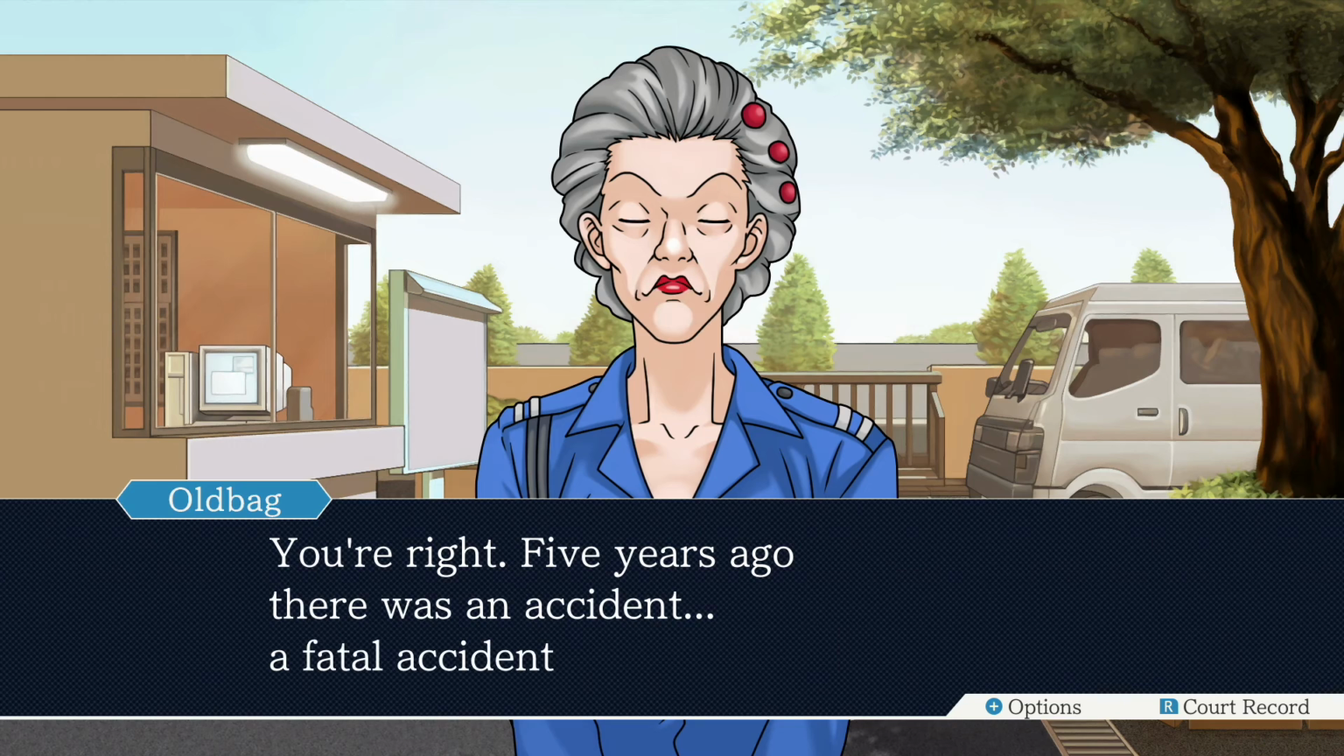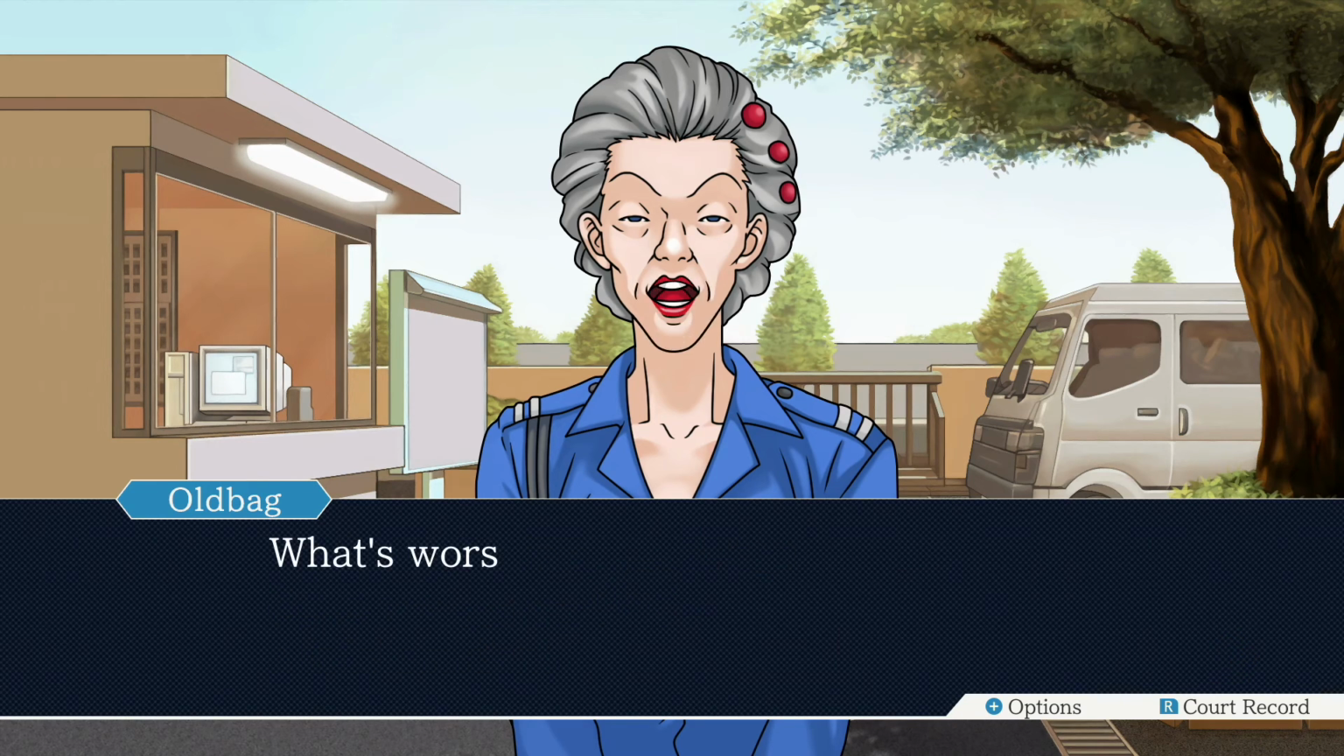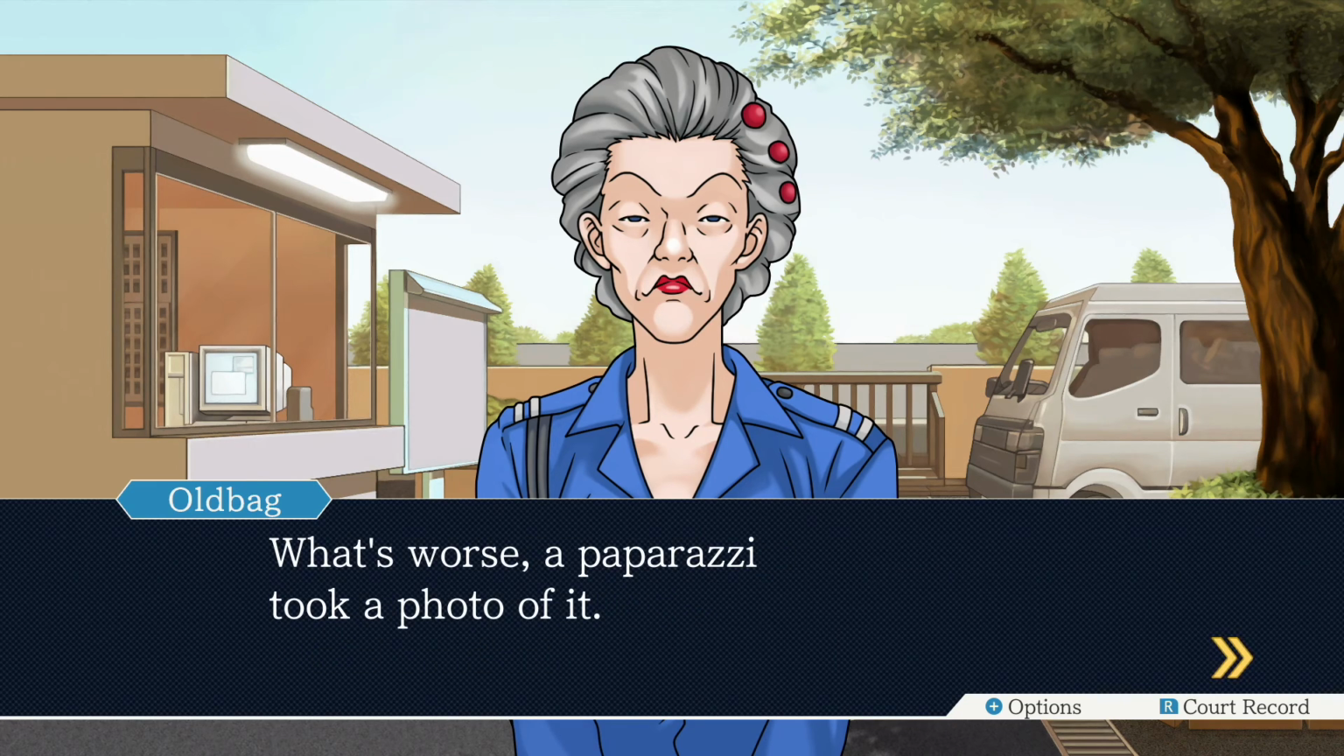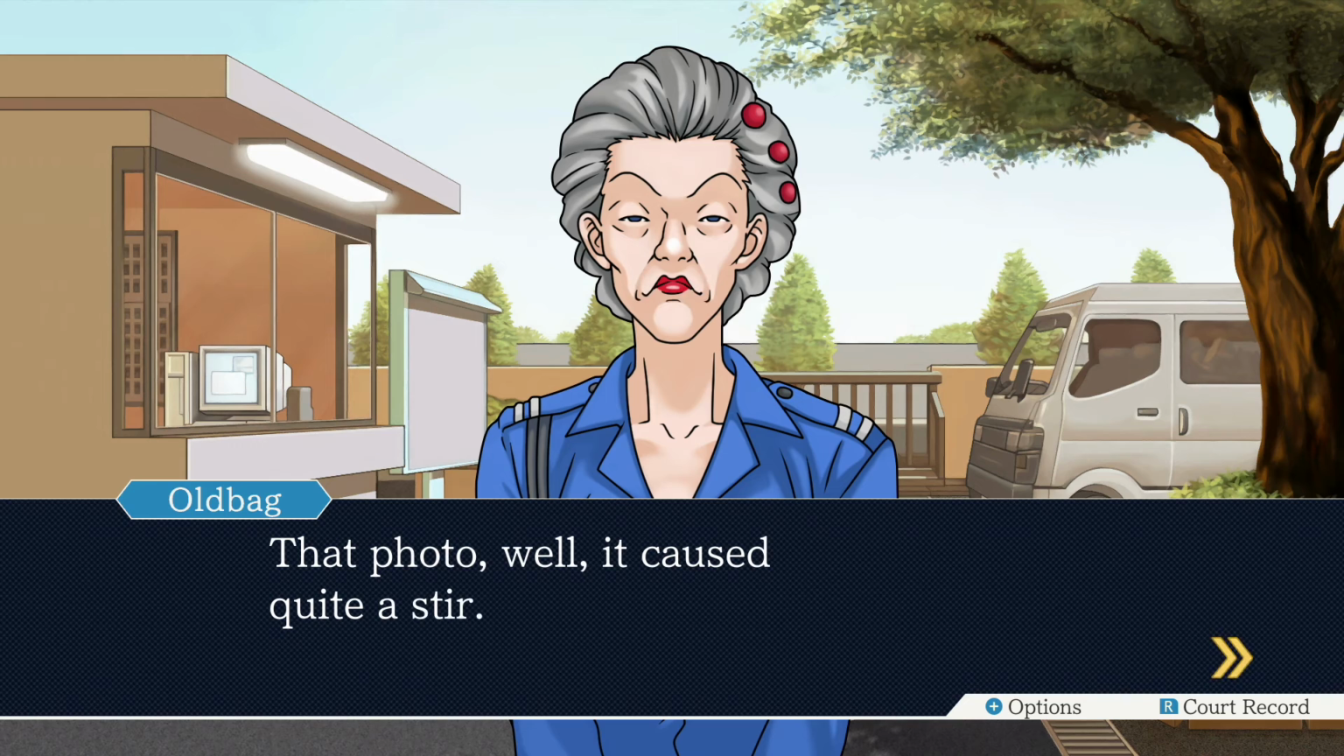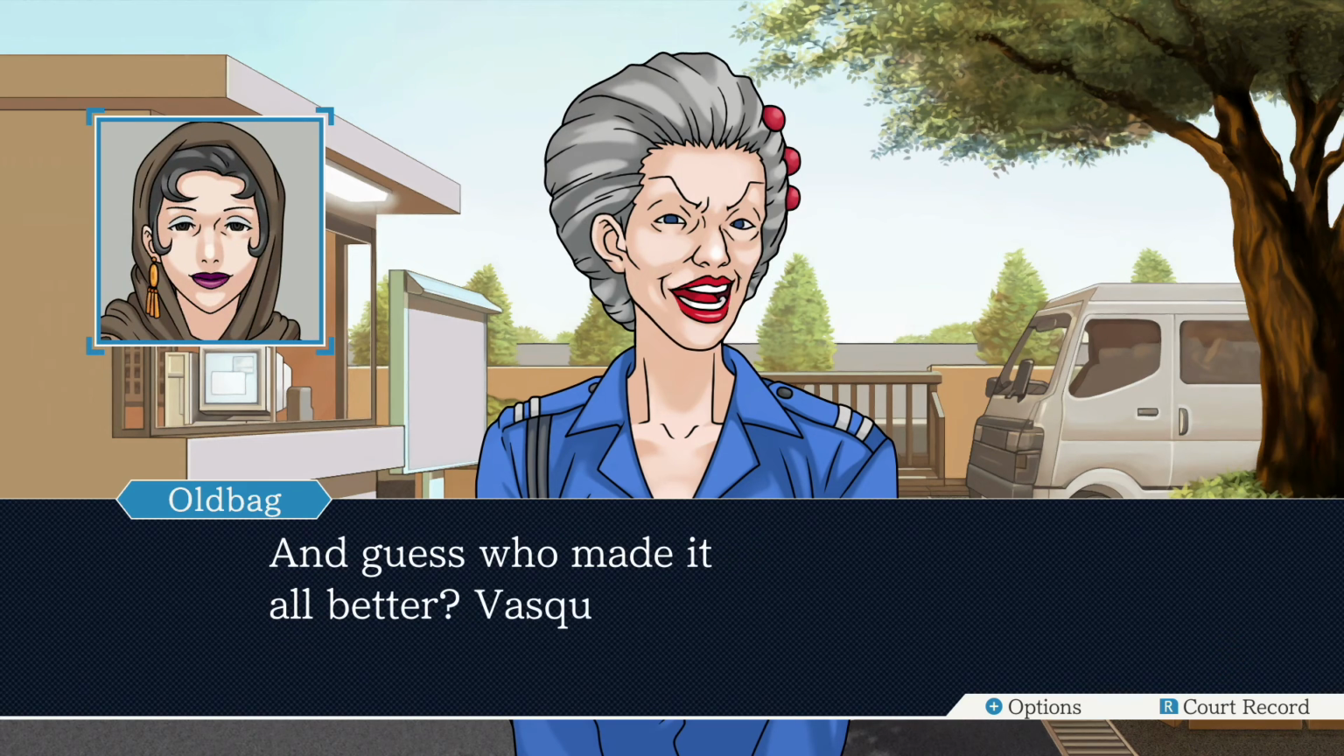You're right. Five years ago, there was an accident. A fatal accident. What's worse, a paparazzi took a photo of it. Oh my God. Kanye's at it again! That photo, well, it caused quite a stir. And guess who made it all better? Vasquez. She looks kind of dead there. Like, she looked dead right? To begin with, but she looks more dead here.